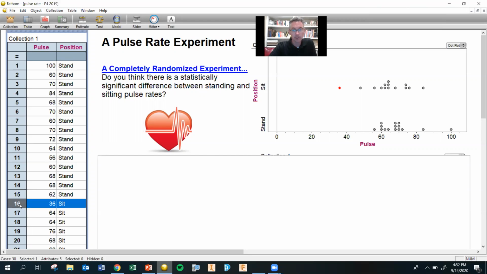But this person, for example, had a pulse rate of 36 when they were sitting. So there they are highlighted in red. And we have people that are much higher. Here's somebody that was 76, not quite the highest they had.